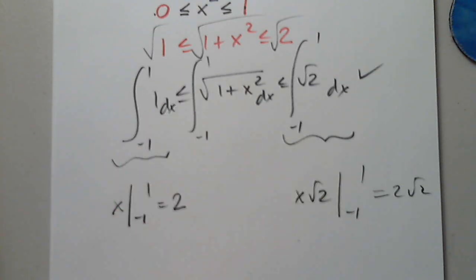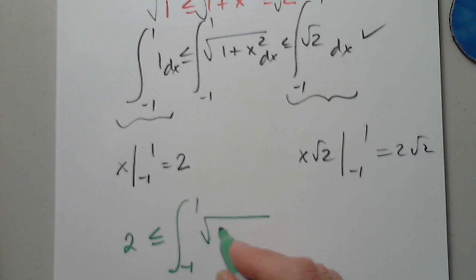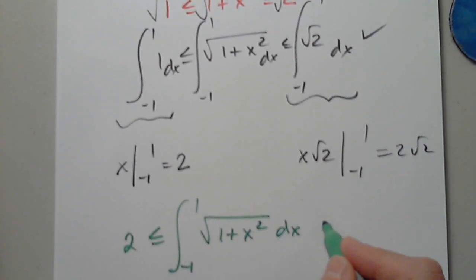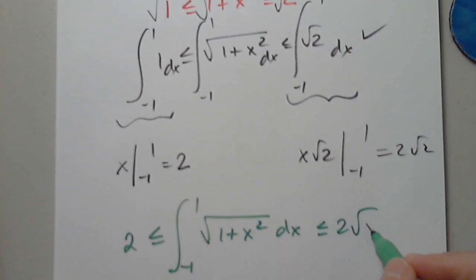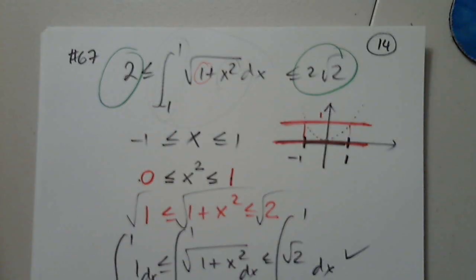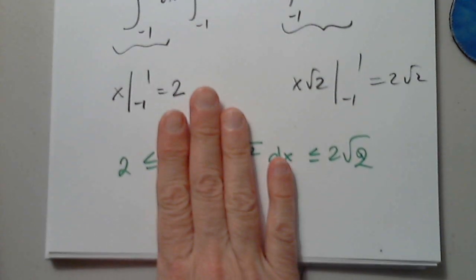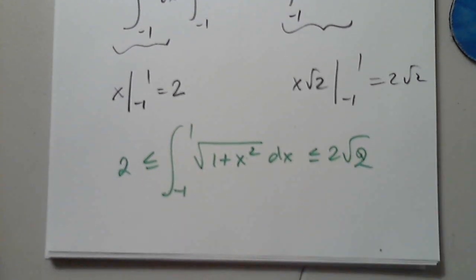So the left-hand side is 2, less than or equal to, in the middle, the integral from -1 to 1 of the square root of 1 plus x squared dx, less than or equal to 2 times the square root of 2. And that's exactly what they were asking us to show: that the integral is some number between 2 and 2 times the square root of 2.